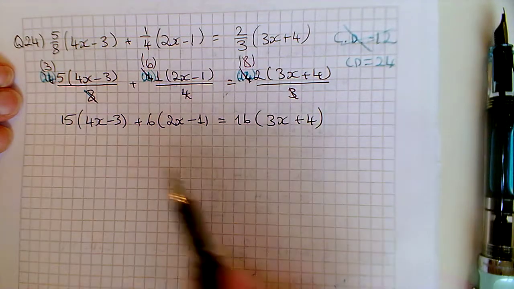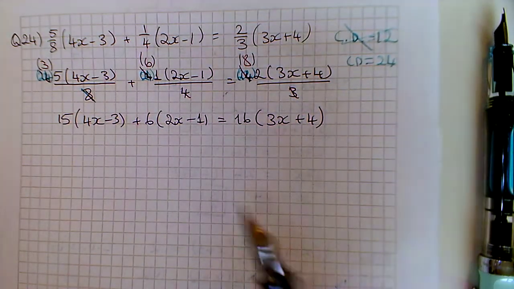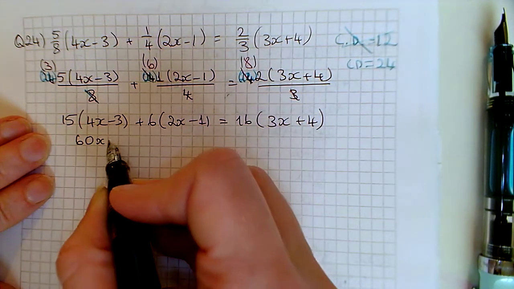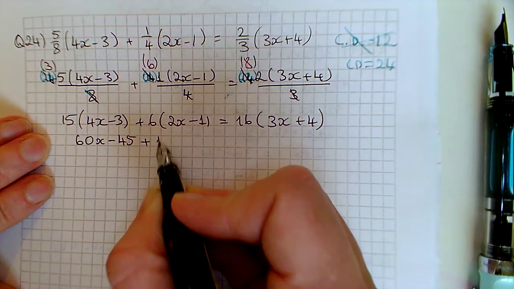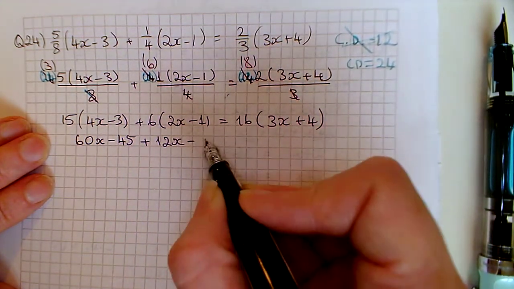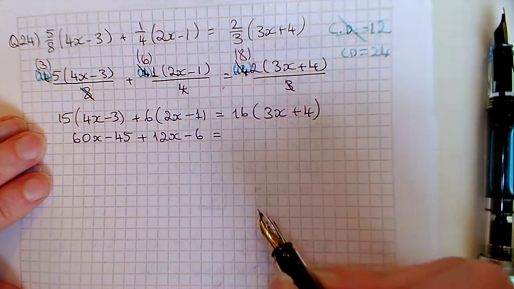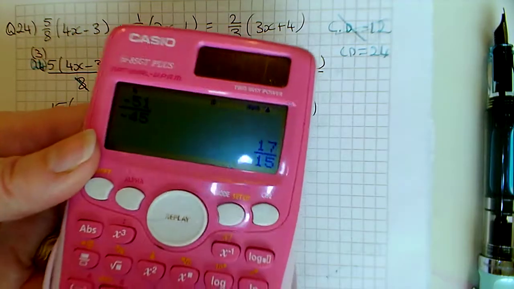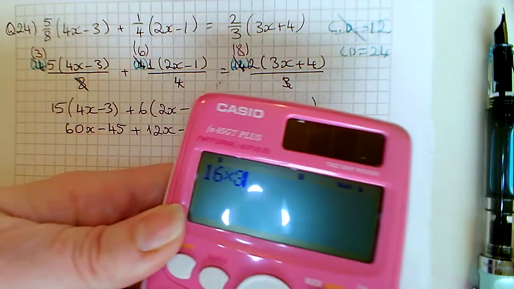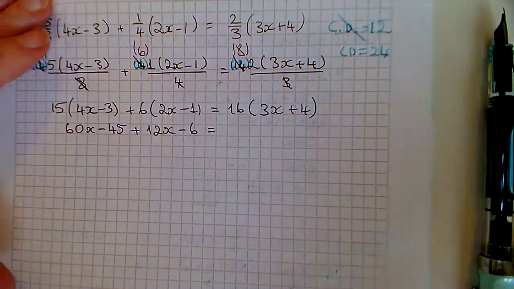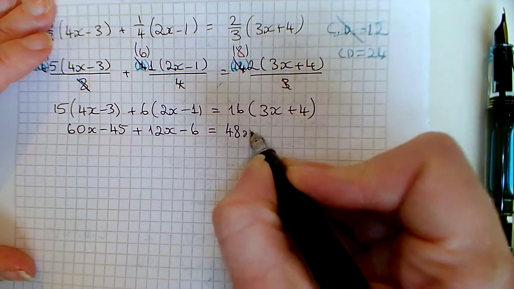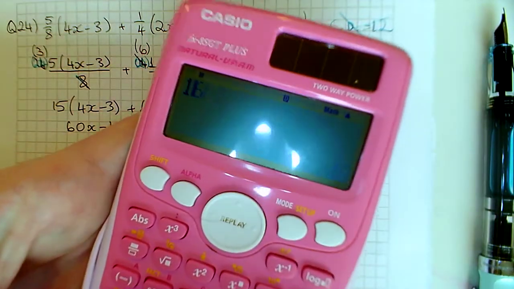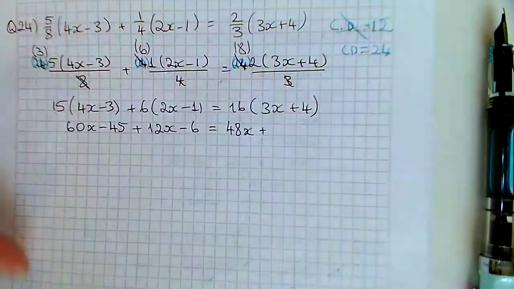We're outside our tables now with some of these numbers, so don't be afraid to use the calculator to help you. 15 by 4 is 60, 60x, minus 3 by 15, minus 45, plus 6 by 2 is 12x, minus 6 by 1 is 6, equal to 16 by 3, 48 I think, but you know what, I'm going to check it because we don't want to have a mistake. 16 by 3 is 48, so 48x plus 16 by 4 should be 64, but let's just double check that. 16 by 4, 64.